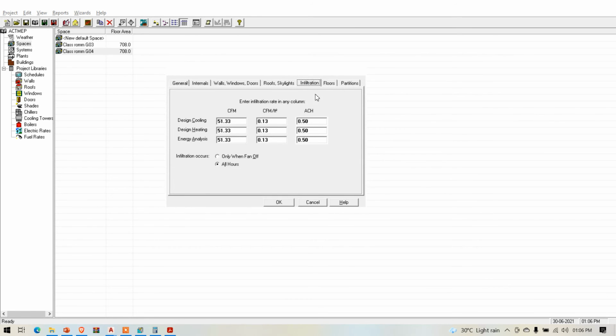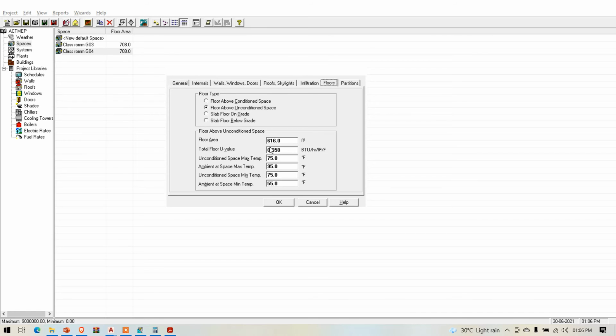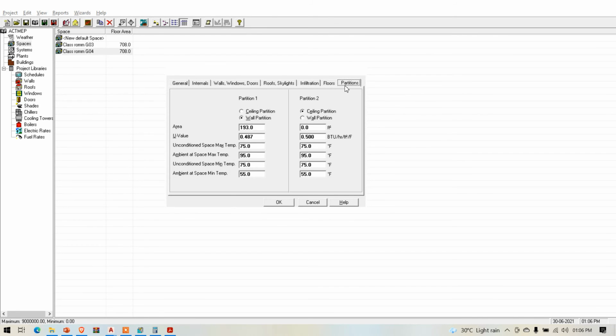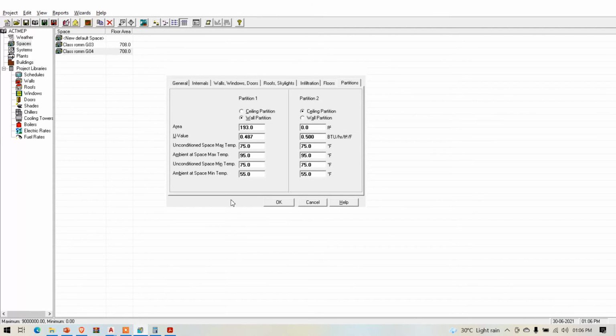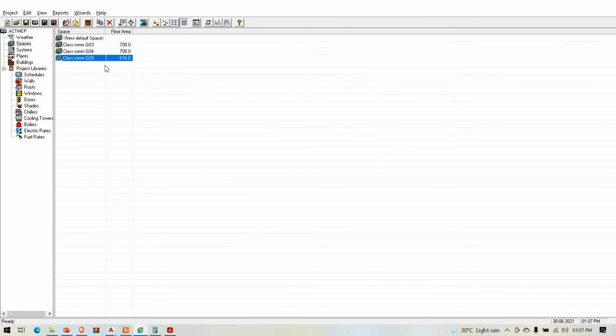infiltration same, because 2, floor and conditioned space, and we have a total of how many partitions, non-AC partitions, that we need to consider. Office room AC partition, classroom AC partition, corridor AC. So here no need to consider any partitions, so make the area 0, because all are AC partitions, you won't get any heat from the partition, 0. Give OK. So this is how we have to edit the space.